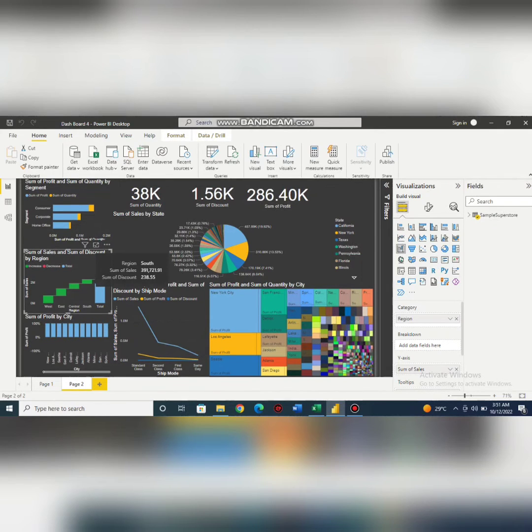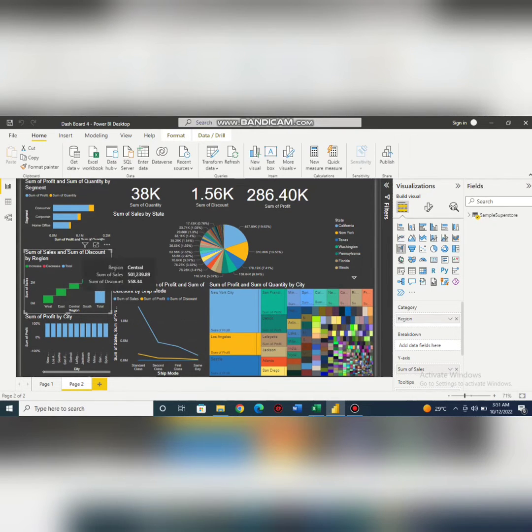Here we have previously also discussed that the central is the region in which the profit is least. Why is the profit in the central region weak? Because the total discount in the central region is highest. See here, the sum of discount in the central region is 550, in south it is 230, in east 414, and in west it is 350.